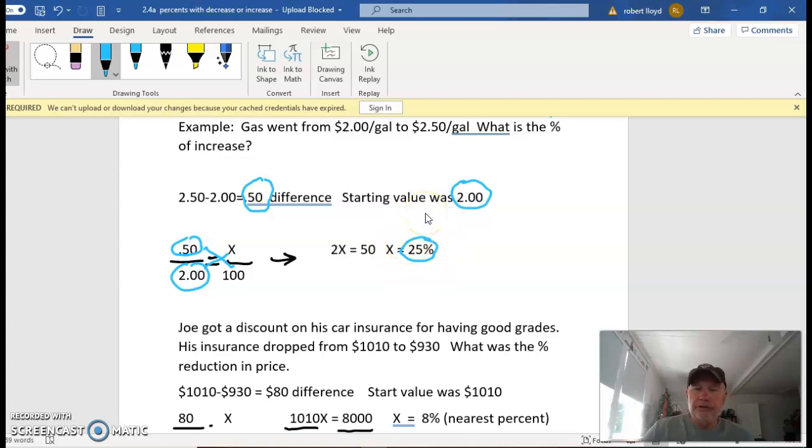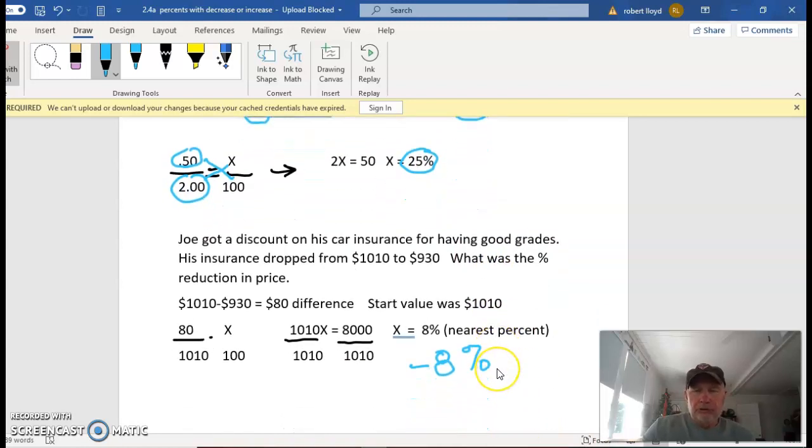So let's take a look at a different one going in the other direction. Joe has car insurance and he got good grades, so his insurance company was real generous and dropped his insurance from $1,010 to $930. What was the percent reduction in price? Well, the first thing you need to do is find what is the difference in the two prices, which was $80. The starting value was $1,010.